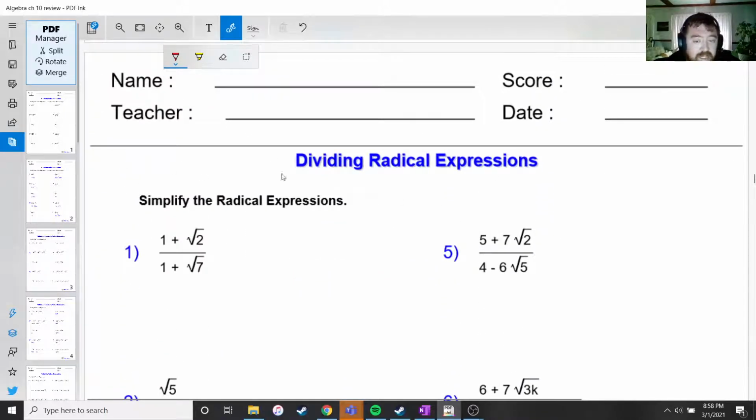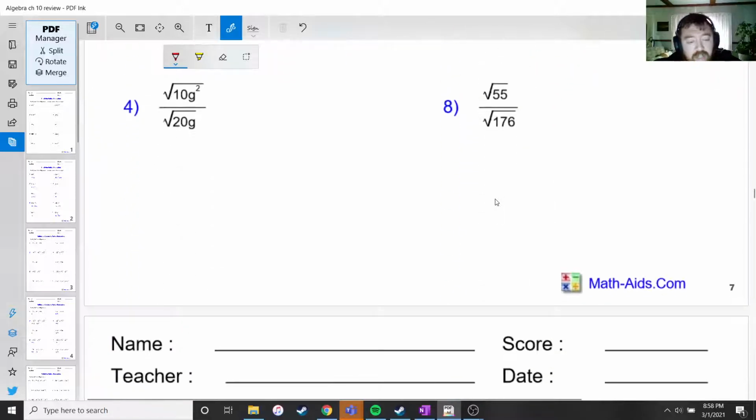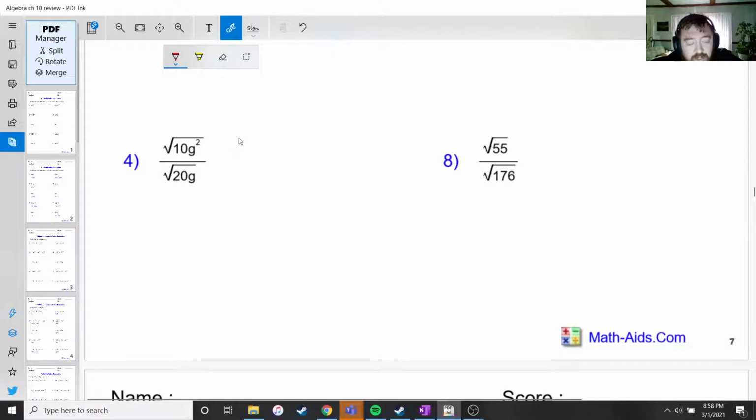I wouldn't worry about dividing radical expressions. I don't think we really got into that too much. But if you wanted to, what I would just recommend you doing is breaking it down. So 10 breaks down to 2 times 5, but g squared can be broken down. So it's going to be g radical 10. And if you break this part down, it's 2 times 10, which breaks down to 5 times 2. So 2 over 5g.